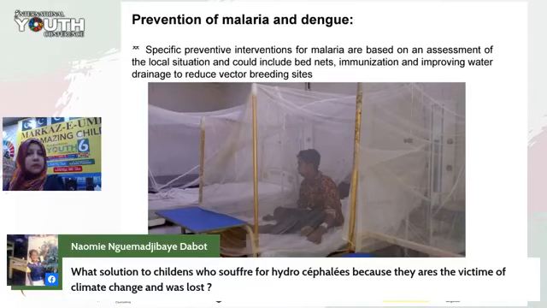Specific preventive interventions for malaria are based on an assessment of the local situation and could include bed nets, immunization, and improving water drainage to reduce vector-borne sites. Water drainage is the most important thing. If we have any place where water is located, either dirty water or clean water. When we talk about dirty water, we can get malaria, chikungunya, kala azar, different types of vector-borne disease. And when we talk about clean water, we can have dengue larvae in this clean water. So we have to improve water drainage to reduce different vector-borne breeding sites.